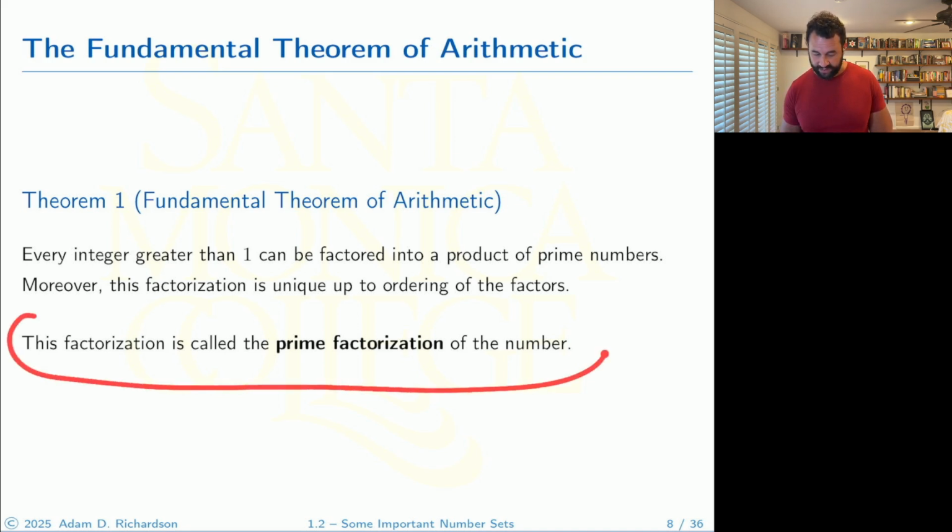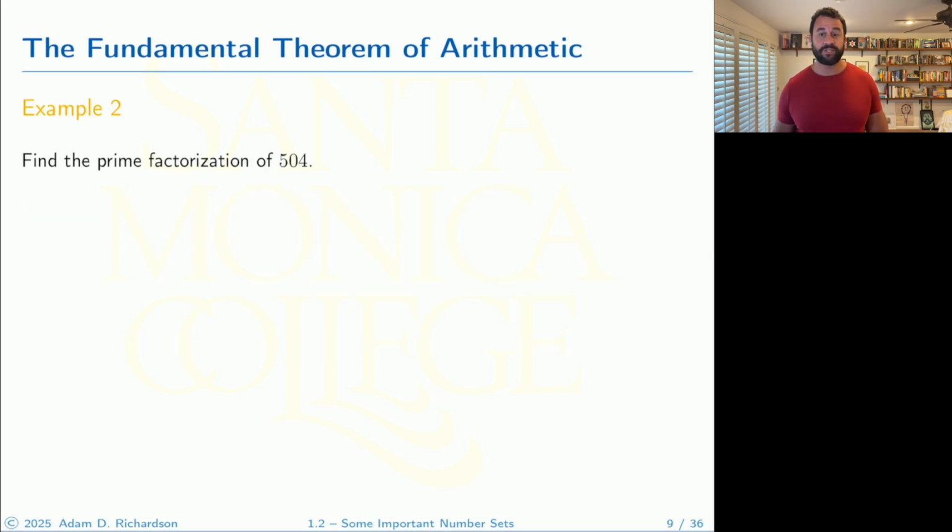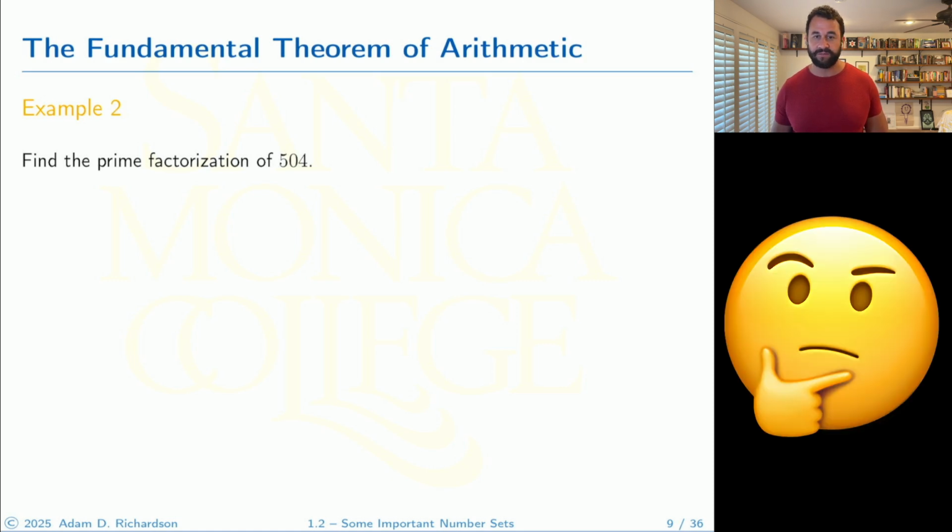Now, when you factor a number into its prime factors, that's called its prime factorization, which makes sense, right? Call it a prime factorization. Okay, now I want you to try this. This might remind you of what you did way back in grade school, finding prime factorizations of numbers. So what I want you to do here is try to find the prime factorization of 504. All right, so think about it for a moment.